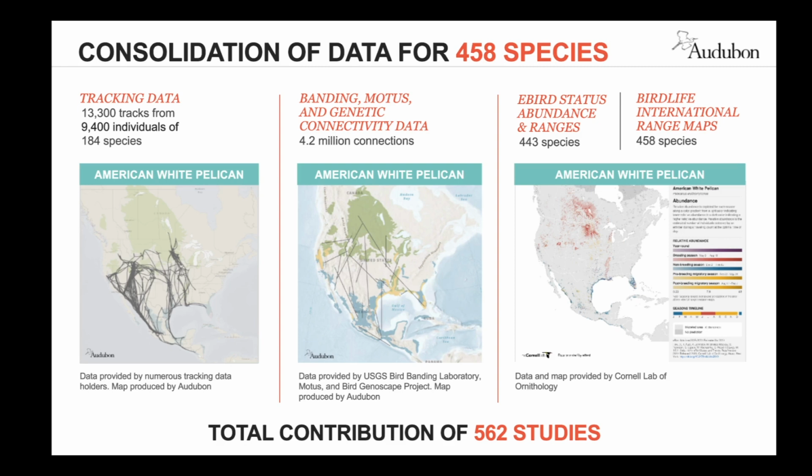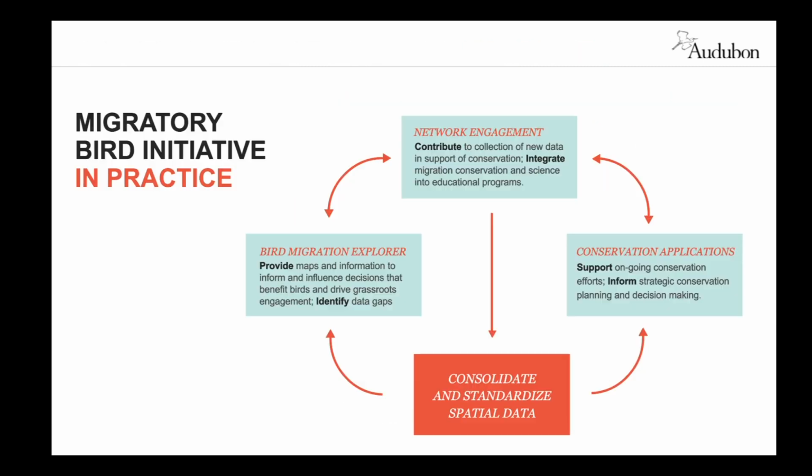We have 4.2 million point-to-point connections based on tracking, banding, MODIS, and Genoscape. We have eBird status abundance models and BirdLife International range maps for 458 species. Altogether, it's a total contribution of 562 studies, and these data sets will continue to grow as more tracking data becomes available and we continue to upload it into the Explorer.